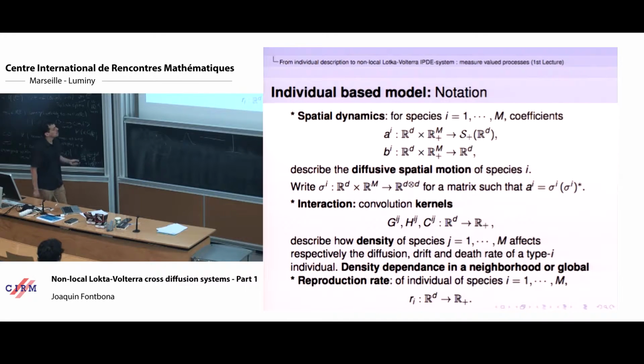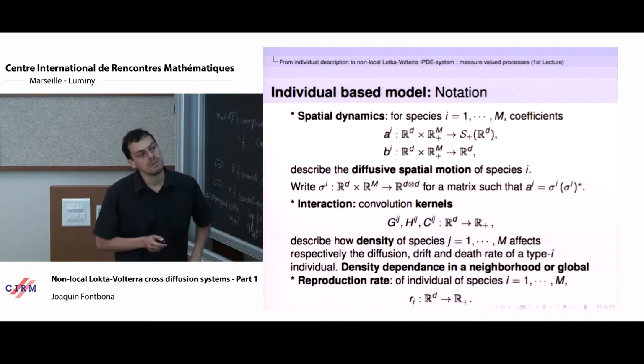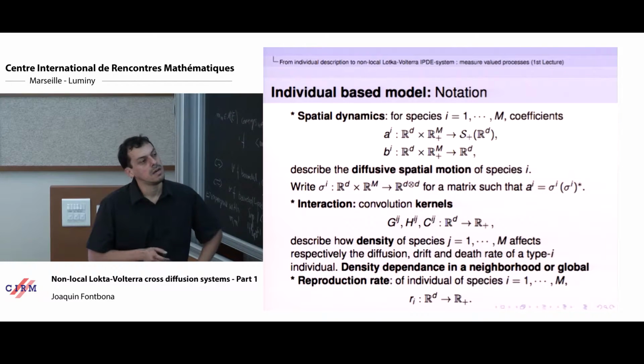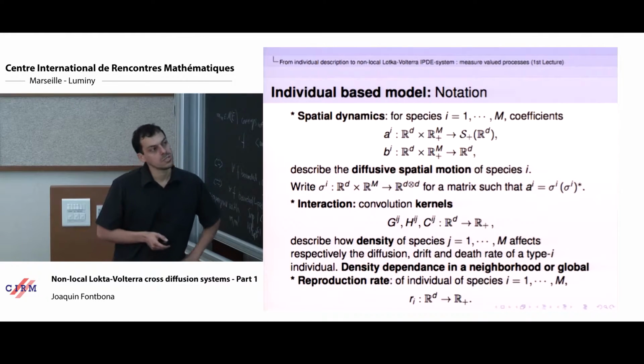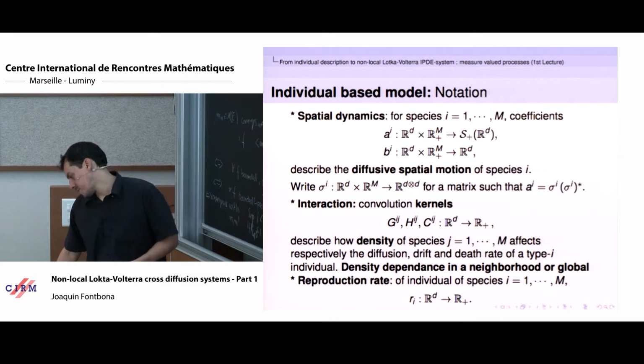And I will call R_i a function depending just on the position, which will tell me the reproduction rate of an individual at a given position.